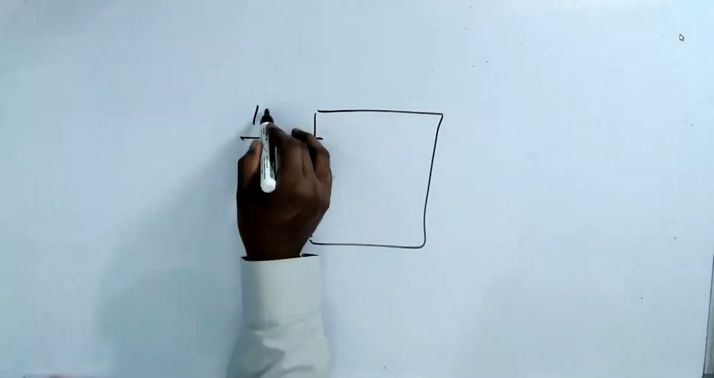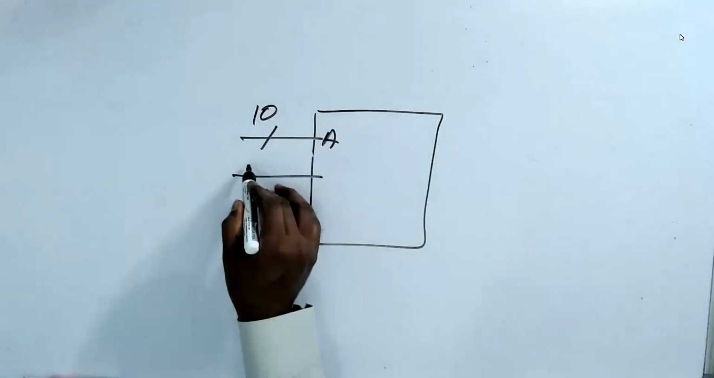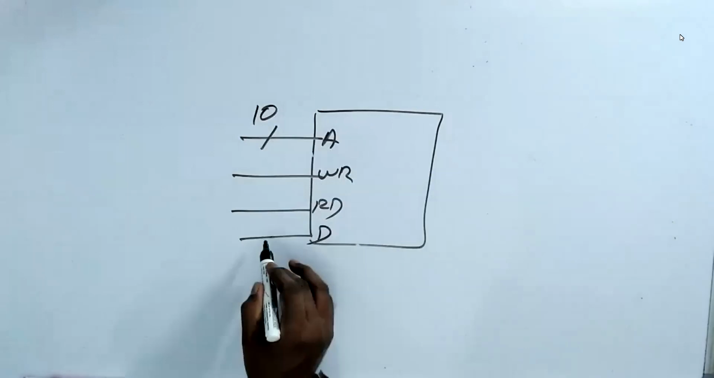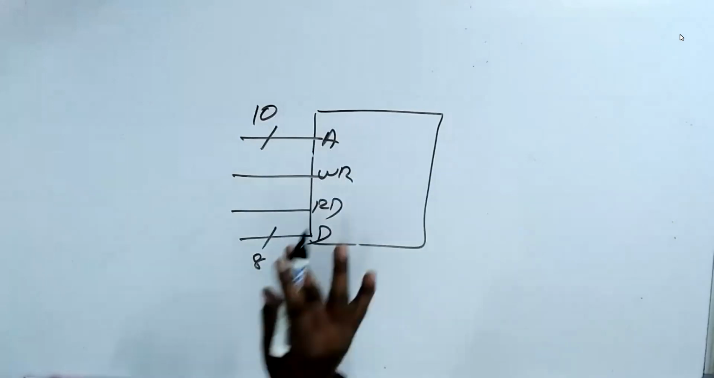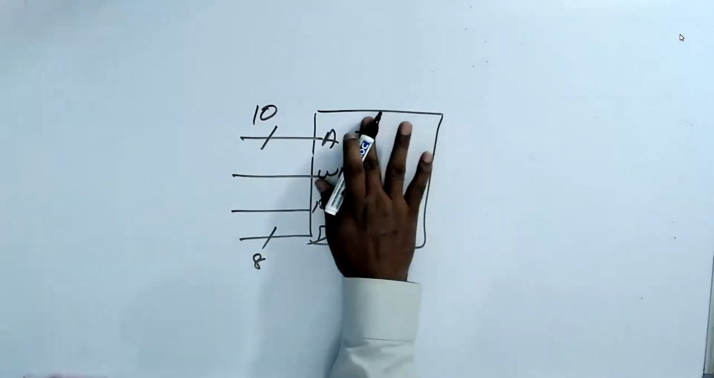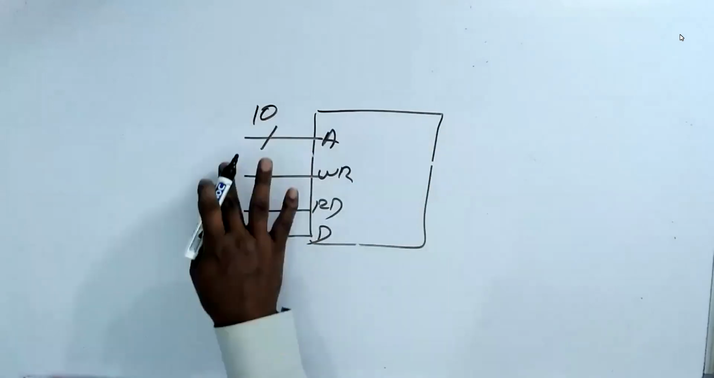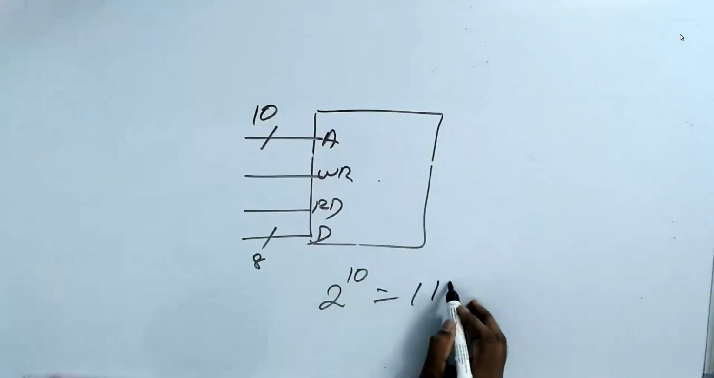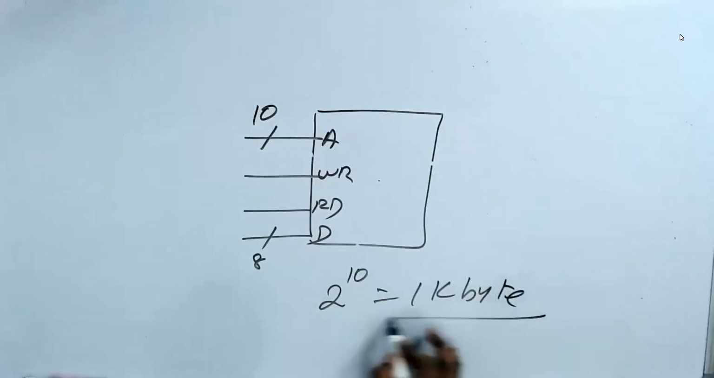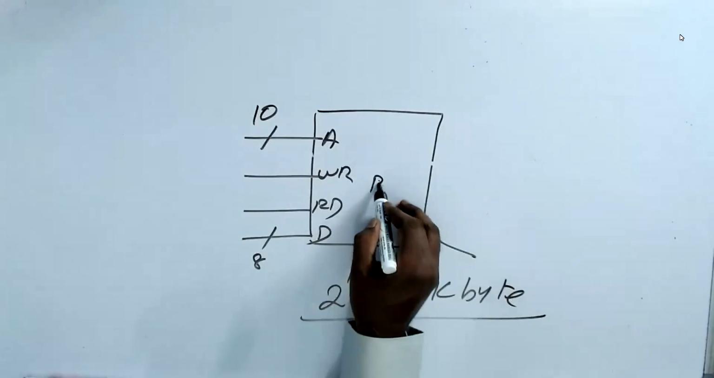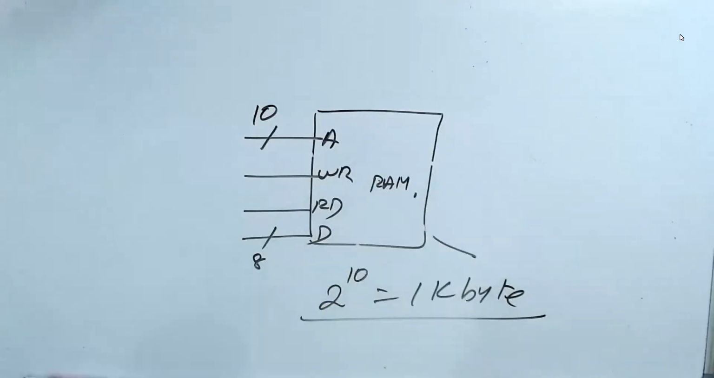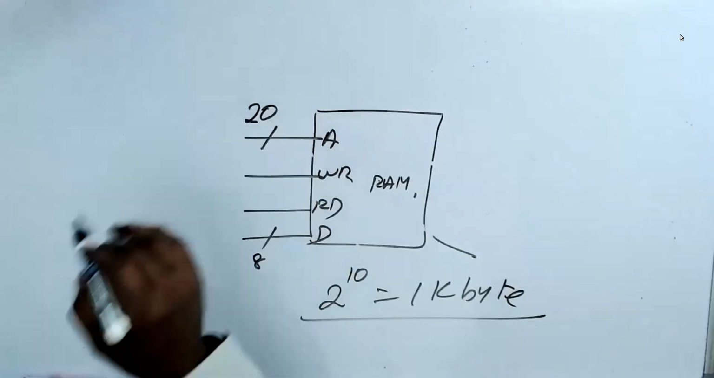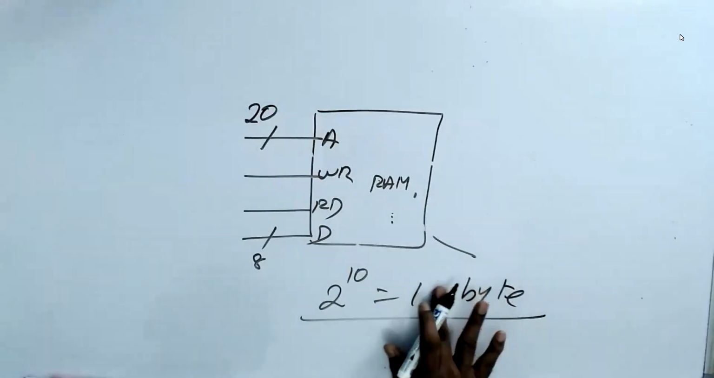10 address lines, write, read, and data. Data is still 8. There's only 8 bits because on every line I'm storing only 8 bits. Okay. Now think of it. What is the size? 2 power 10, 1 kilobyte. This RAM size is 1 kilobyte. Understand? If you put 20 here, then the size is how much? 1 megabyte. That means what?